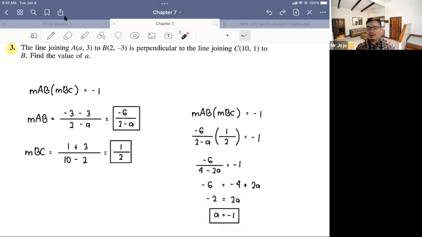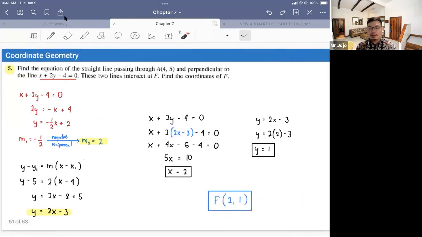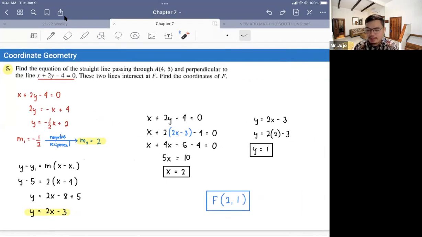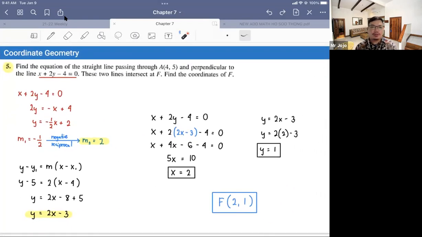Now for number 5, let me read the question again. Find the equation of the straight line passing through point A, which is (4, 5), and perpendicular to the line x plus 2y minus 4 equals 0. These two lines intersect at F. Find the coordinates of F.